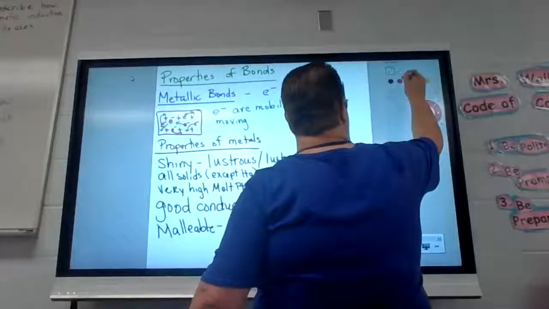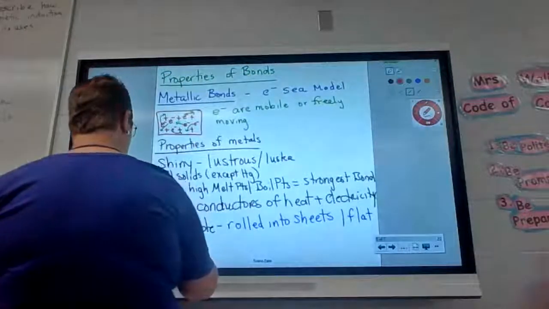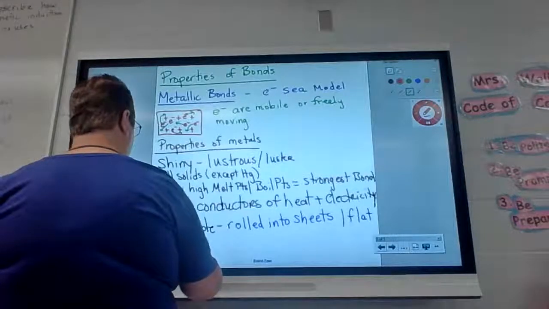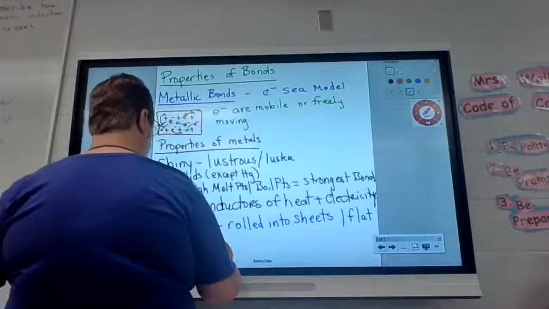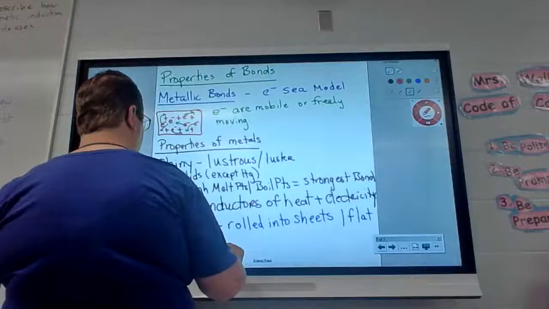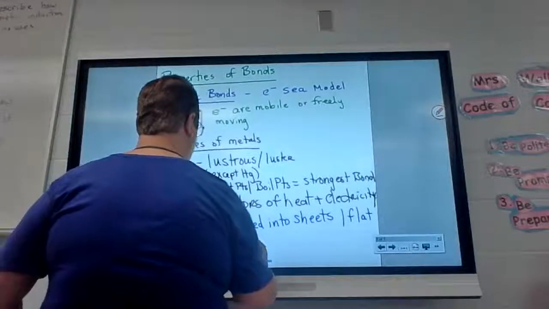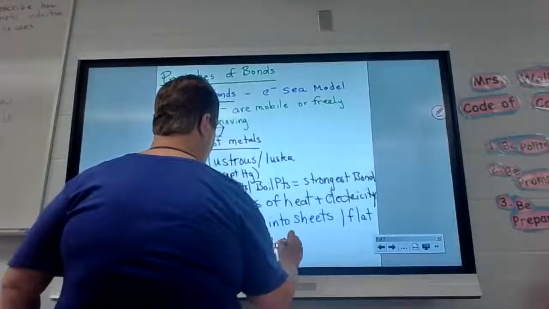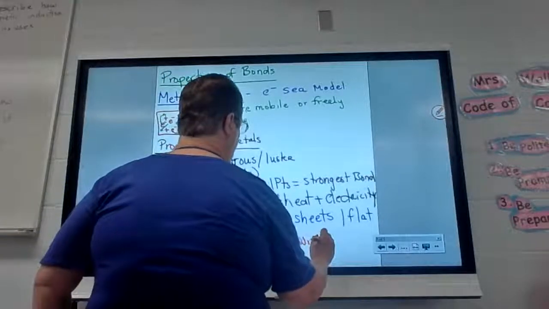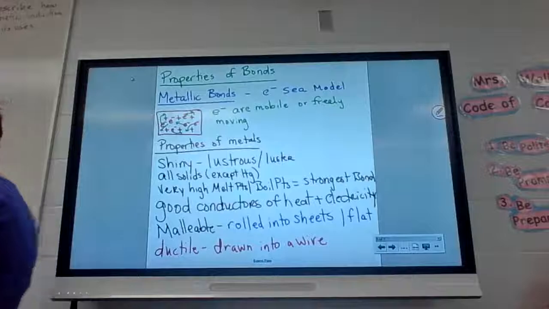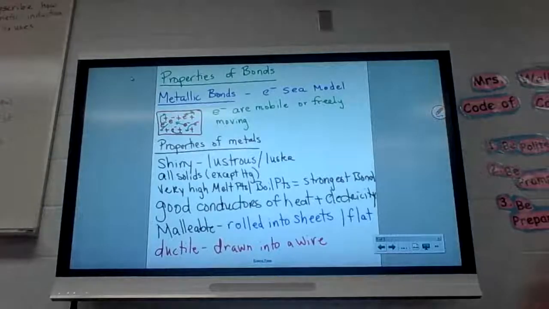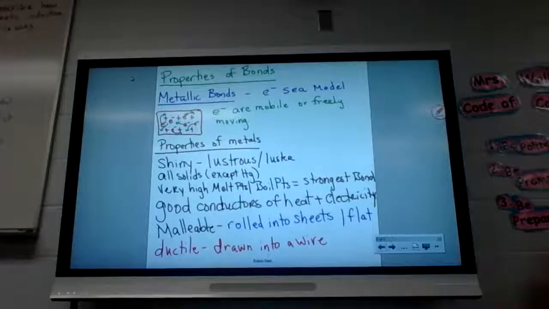Now, ductile. This is the last property. Ductile means it can be drawn into a wire. Can you explain that further? Because I do not understand.